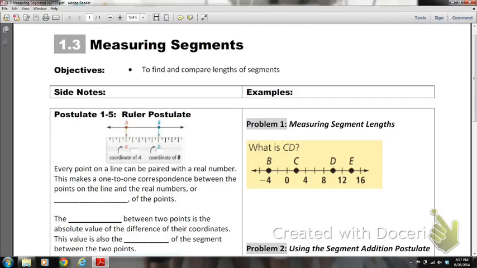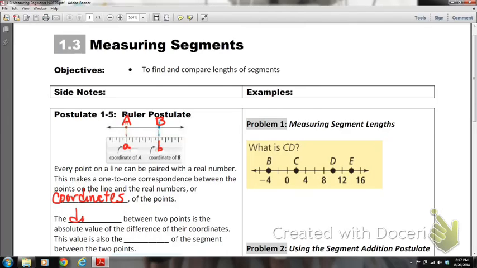And the ruler postulate says that every point on a line can be paired with a real number. This makes a one-to-one correspondence between the points on the line and the real numbers, which are also called coordinates of the points. So in the diagram, we have point A, which is paired with the real number, the coordinate lowercase a. And we have point B, which is paired with the coordinate, the real number lowercase b.